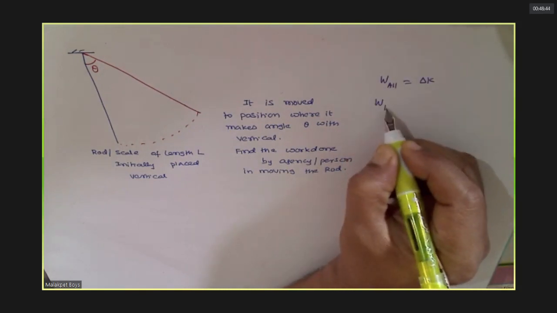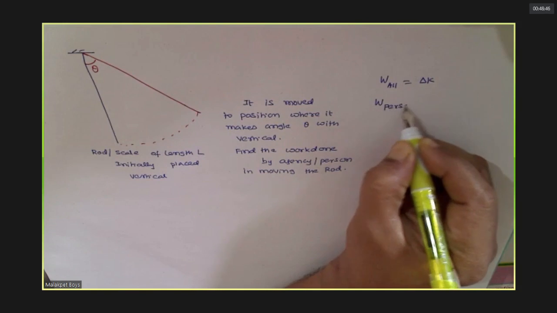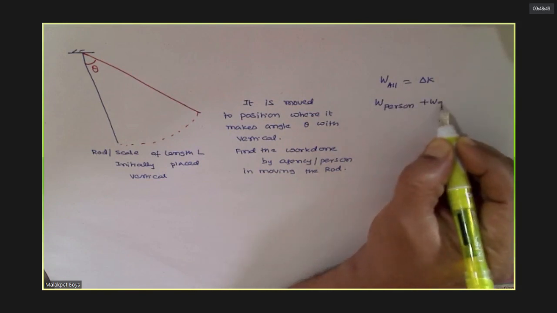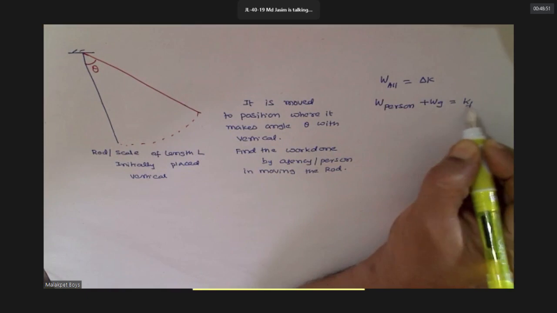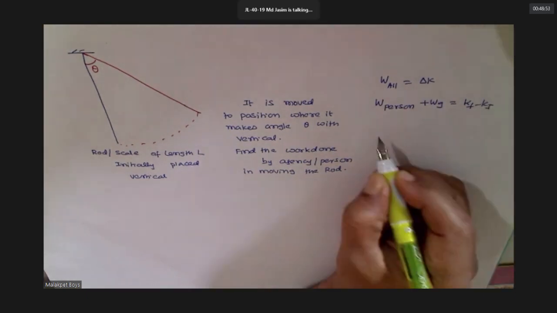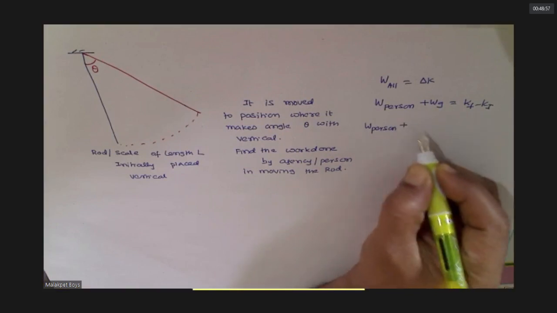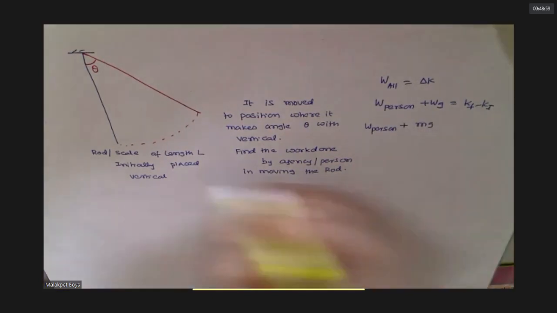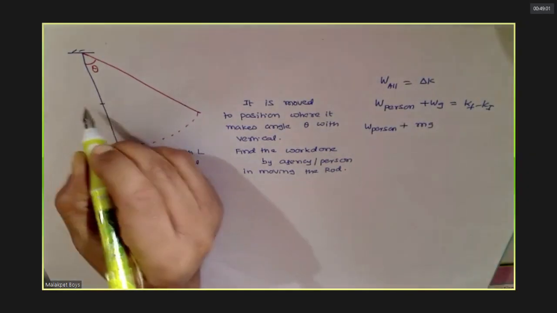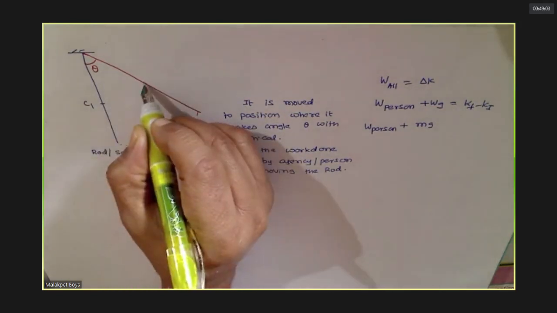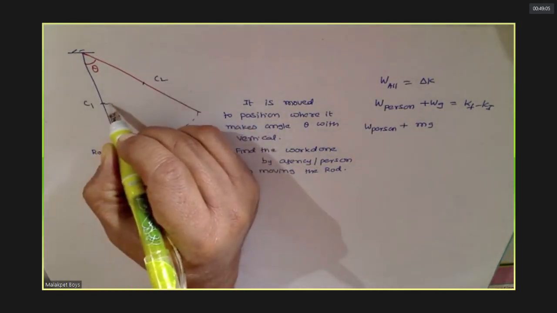Here, who are the agents? The person, and the other one is gravity. Do you agree? Any other agent? Nothing else. Now, this is the person, plus mg downward. See, the center of mass was here and has gone here. That means it moves like this.